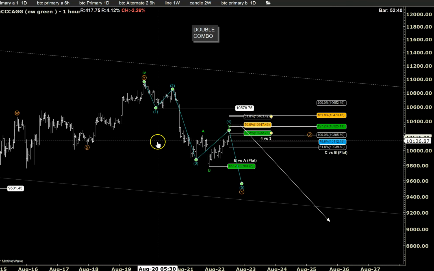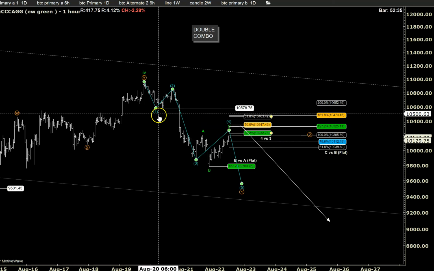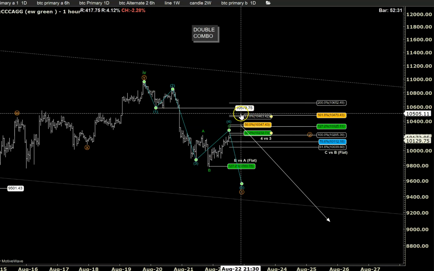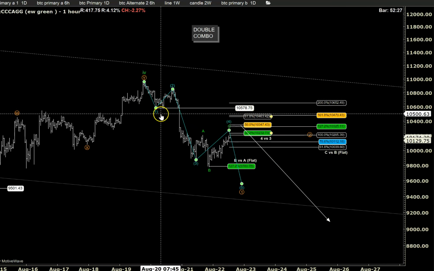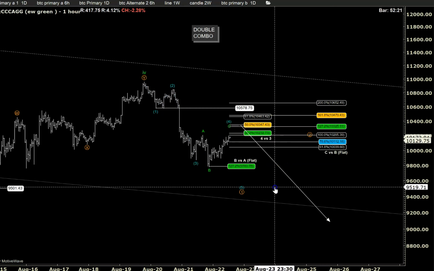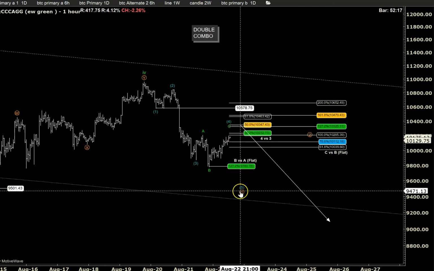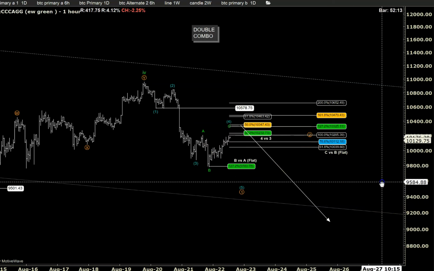Now, it's not invalid unless we pass the origin of wave 2, the end of wave 1 here, which is 10,578. Then this wave 4 will become invalid because we're going to enter the territory of wave 2. That is not good. So let's see what happens here. I still expect to resume lower. And then if this is indeed a wave 1, we should pull back in a wave 2, followed by a 3, 4, and 5.